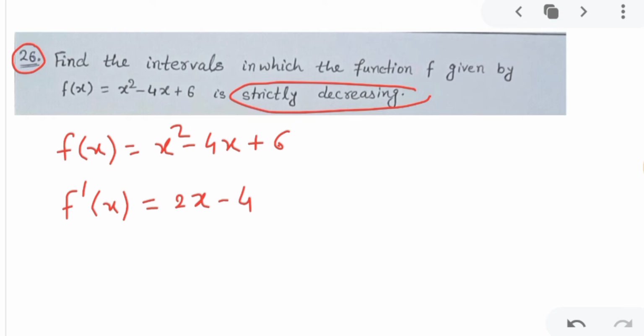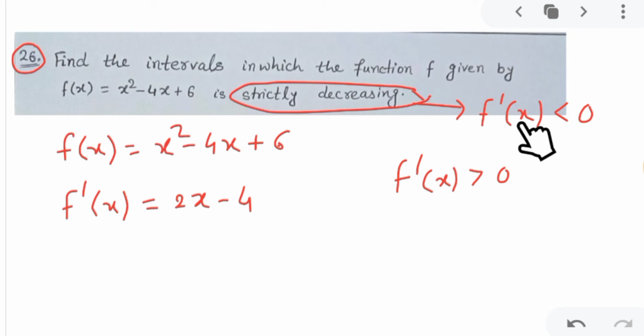Now we have to check whether it is strictly decreasing or strictly increasing. What is the concept for strictly decreasing and increasing? If a function is strictly decreasing, it means f dash x will be less than 0. And for increasing, it will be greater than 0. So f dash x at some points will be less than 0 for decreasing and greater than 0 for increasing.